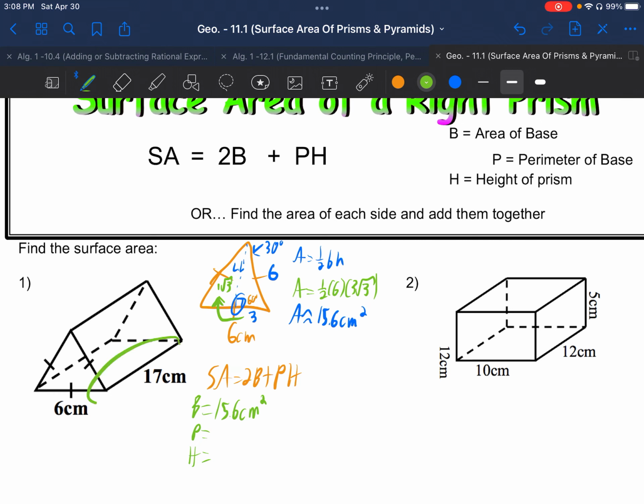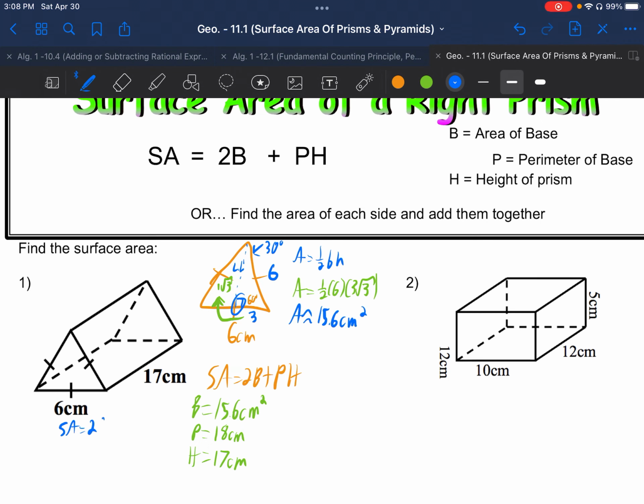The height is going to be 17 centimeters here. It's the height of a lateral face. So we just need the perimeter of the base. Well, the bases have 3 congruent sides that are all 6 centimeters. We add those together, or take 6 multiplied by 3, and get 18 centimeters. So now we have enough information to plug this into our formula to solve.